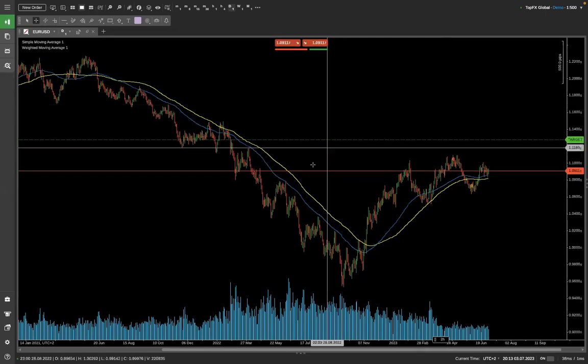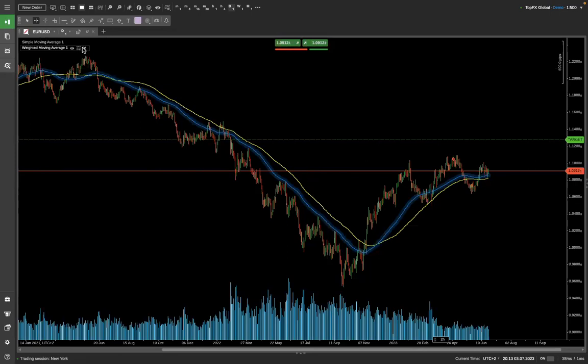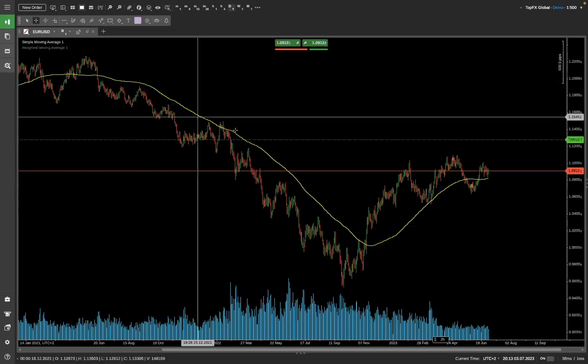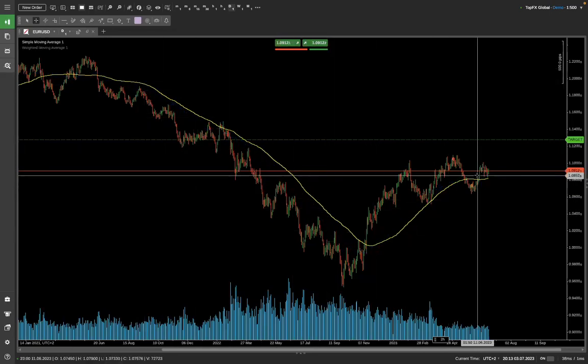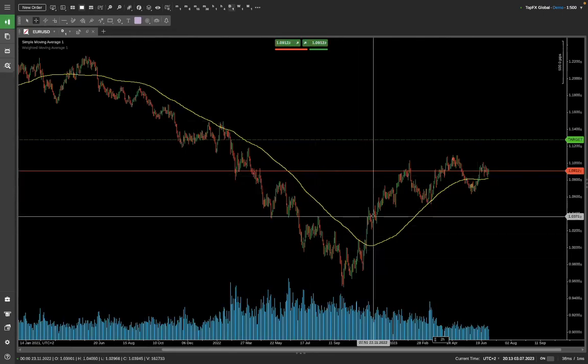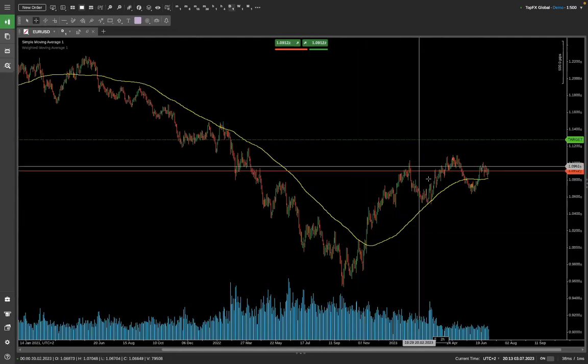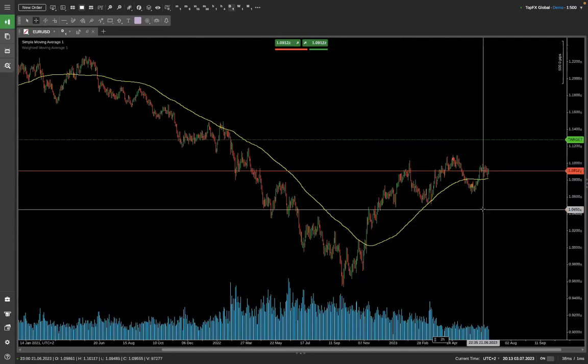So we got the single MA cross. Let me put the moving average like this. This is the single moving average, 100 days moving average. And the strategy is that every time the price crosses above the moving average, the trend is up. When the price crosses below the moving average, the trend is down.